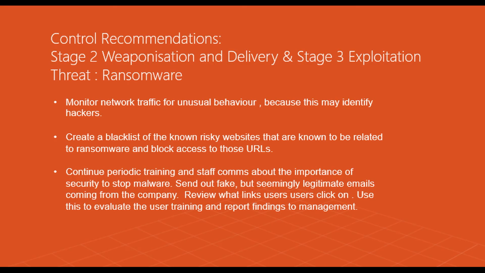All right, control recommendations, stage 2, weaponization and delivery, and stage 3, exploitation, the threat of ransomware. So monitoring traffic for unusual behavior, create a blacklist of the known risky websites that are known to be related to ransomware and block access to those URLs, and continue periodic training of staff comms about the importance of cybersecurity, and send out fake but seemingly legitimate emails coming from the company and review what links users click on. Use this to evaluate the user training and report findings to management.